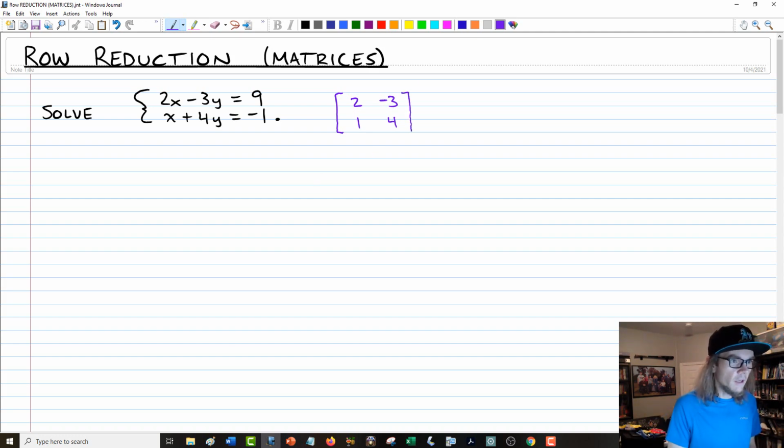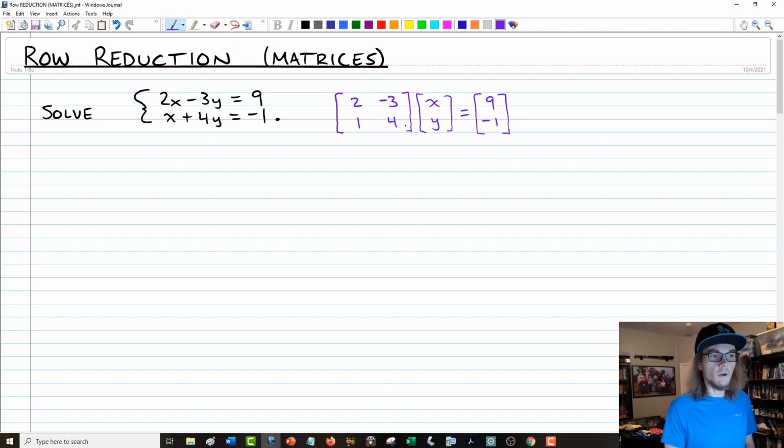Like I said, this is sort of off the cuff, so I haven't had a chance to plan it out, just written the examples. Basically, the system on the left-hand side is completely equivalent to this matrix equation: the product of the 2x2 matrix 2, -3, 1, 4, and the vector x, y, which is equal to 9, -1.